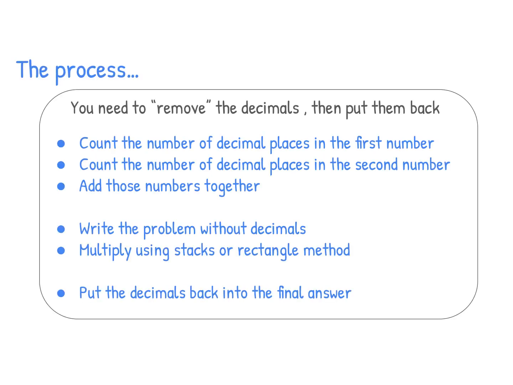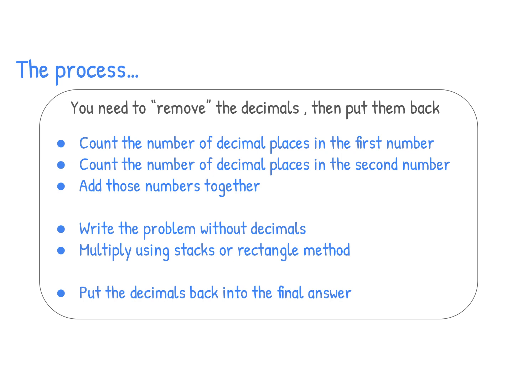So the process to multiply decimals: the first thing that you have to do is remove the decimals. And then, of course, you have to put them back. So how do you remove the decimals? You want to count the number of decimal places in the first number, count the number of decimal places in the second number. You want to add those up together because that's going to be the total number of decimal places that you need to put back into your answer.